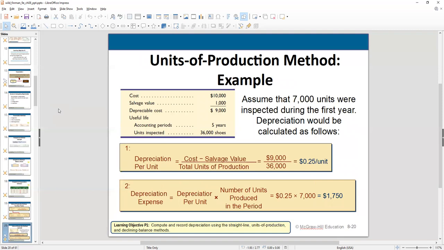So in our example, we assume that the machine will produce 36,000 shoes. The depreciable cost, which is cost minus salvage, is $9,000. So when we divide 9,000 by 36,000, that's 25 cents per unit. The depreciation expense is now calculated at the depreciation per unit of 25 cents times the number of units made during that first year, which is 7,000. And that gives us depreciation expense of $1,750.